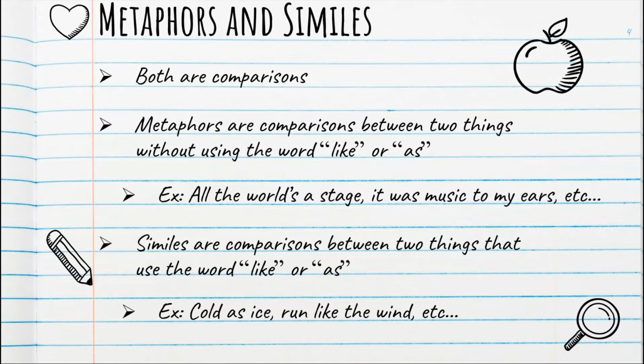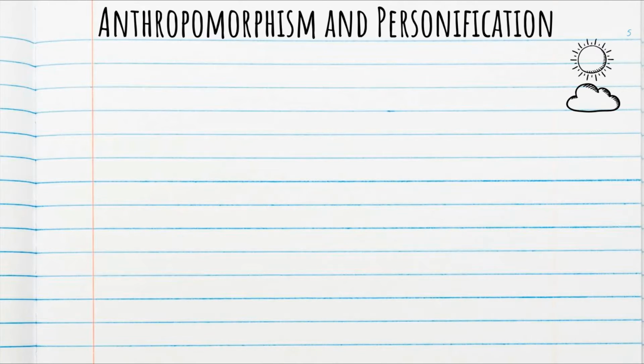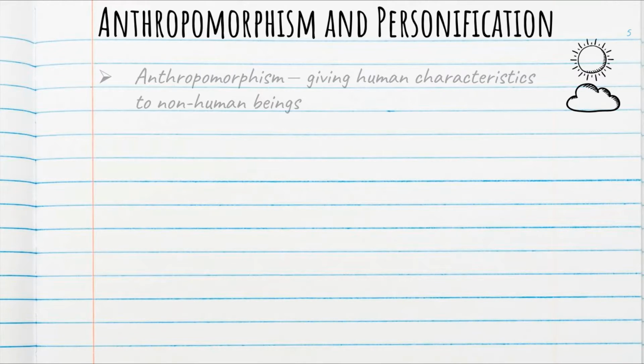So let's talk about anthropomorphism and personification. They might seem difficult, but in reality, they're actually fairly simple once you understand what they are. They both deal with making non-human things seem or act human. Anthropomorphism is when we give human characteristics to non-human beings, so when an animal or an object is shown to act quite literally like a human being.